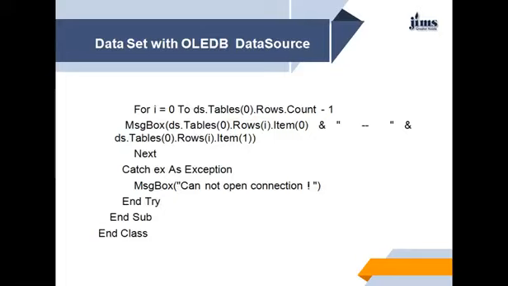Table 0 means it is the first table, and row I is for the loop. Row 0 will be the first row, and item 1 is the second column. Now for next. Now catch ex as exception, message was "cannot open connection". Now we will end the try block, end sub block, and end class block. When you run this code, you will get the data.